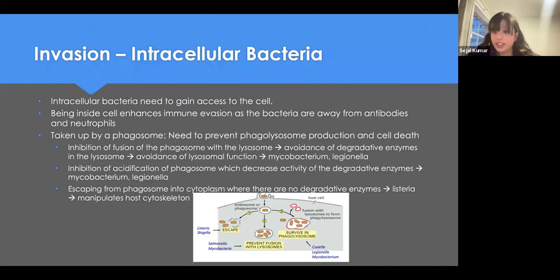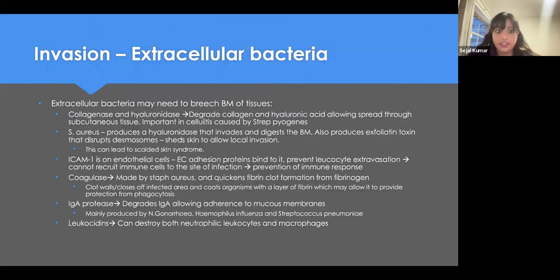And those are the 3 ways that they can basically evade immune defenses. So for extracellular bacteria, instead of getting inside a cell, they may need to breach the basement membrane of tissues. They do this by having enzymes like collagenase, which can degrade important aspects of the basement membrane to allow spread through the tissue, and this is important in cellulitis caused by Strep pyogenes.